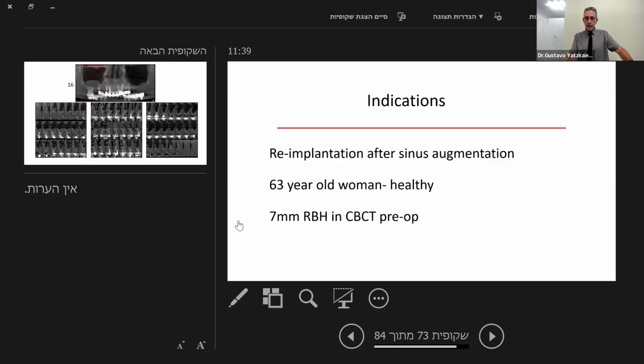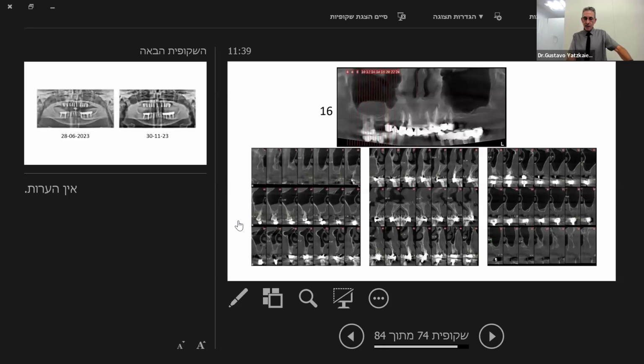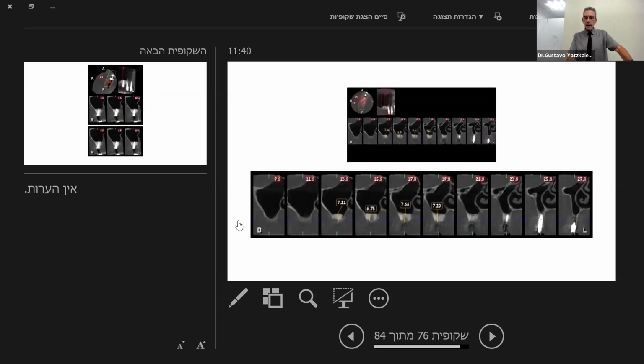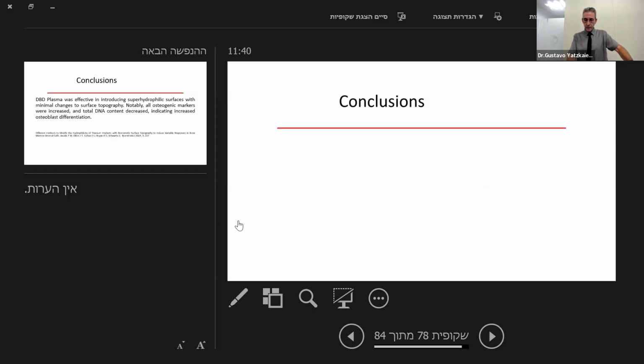And the last case is about a 63-year-old woman, healthy. I did multiple extractions and insertions, which we can see here, of 10 implants. The 16 implant failed. I removed it, and I inserted another with the plasma activation after 3 months, as we can see here.